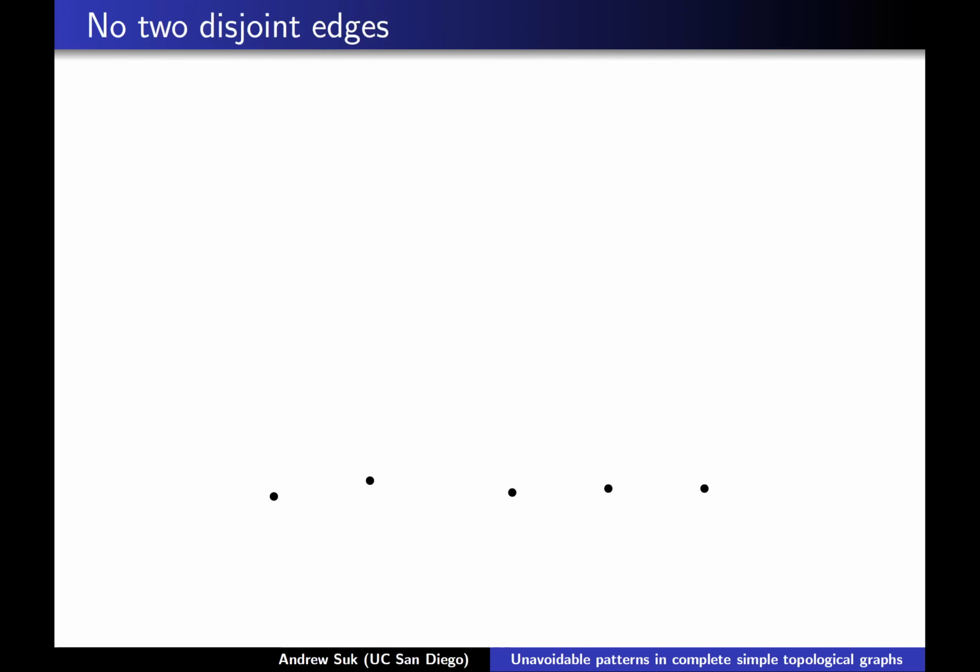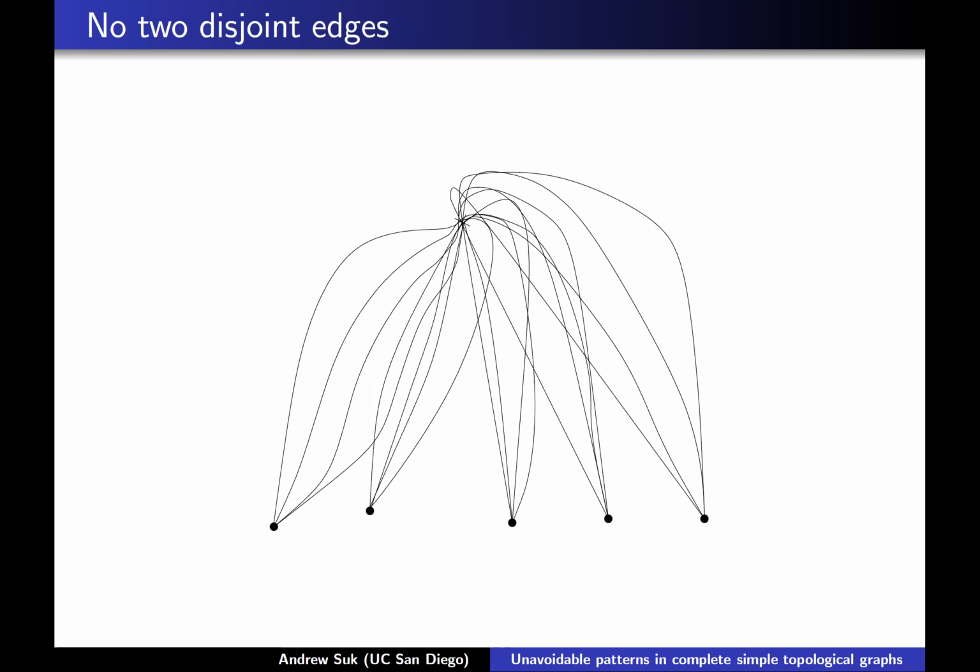So there's many things you can do. For example, you can just place your vertices down here, pick any point in the plane, and then draw all your curves through that point. And this complete topological graph won't have any two disjoint edges. And so in particular, you cannot guarantee to find large planar configurations in topological graphs in general. And so therefore, in order to get around this situation, we'll add what's called the simple condition.